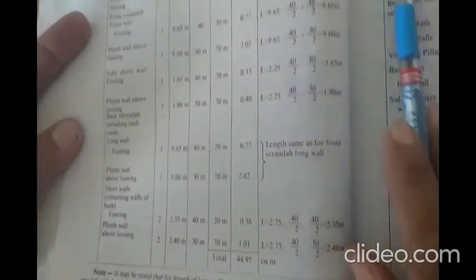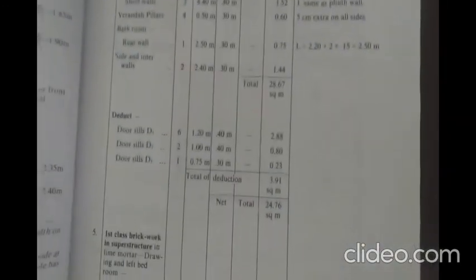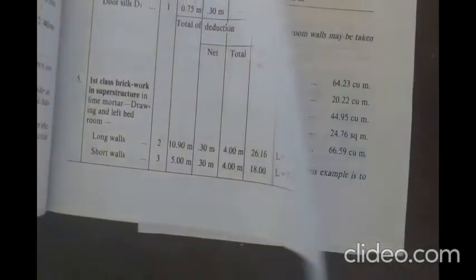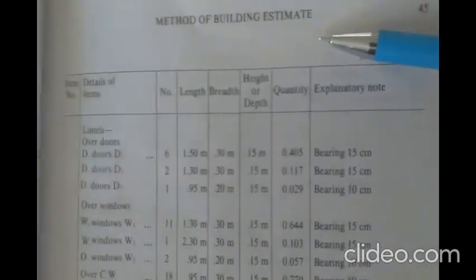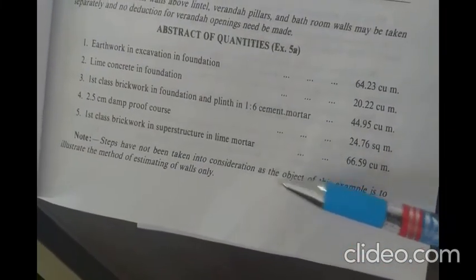This is the fourth item, for DPC. I had already discussed these things in detail in previous lectures. So you can skip this. You can pause your video or you can directly refer to the book B.N. Datta. At the end, the abstract of all these quantities is prepared.